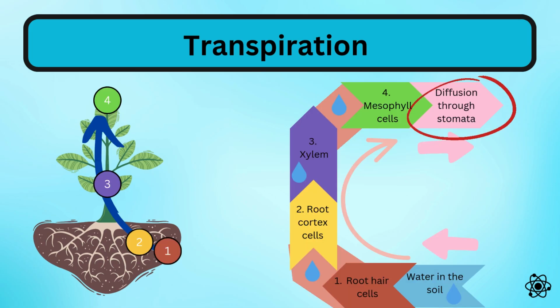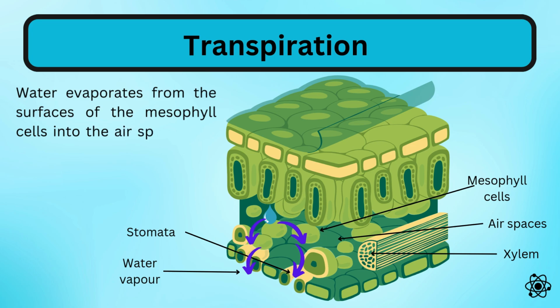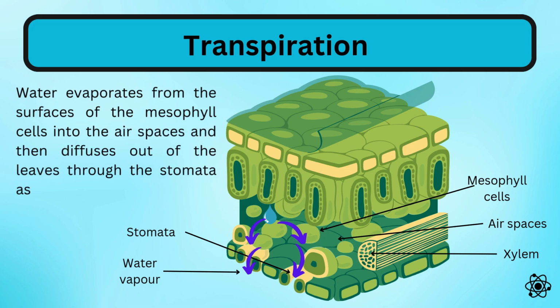As water keeps leaving the leaf's surface through transpiration, the water from the soil travels through the roots to the xylem and up to the leaves to replace the lost water. Water evaporates from the surface of the mesophyll cells into the air spaces and then diffuses out of the leaves through the stomata as water vapor.